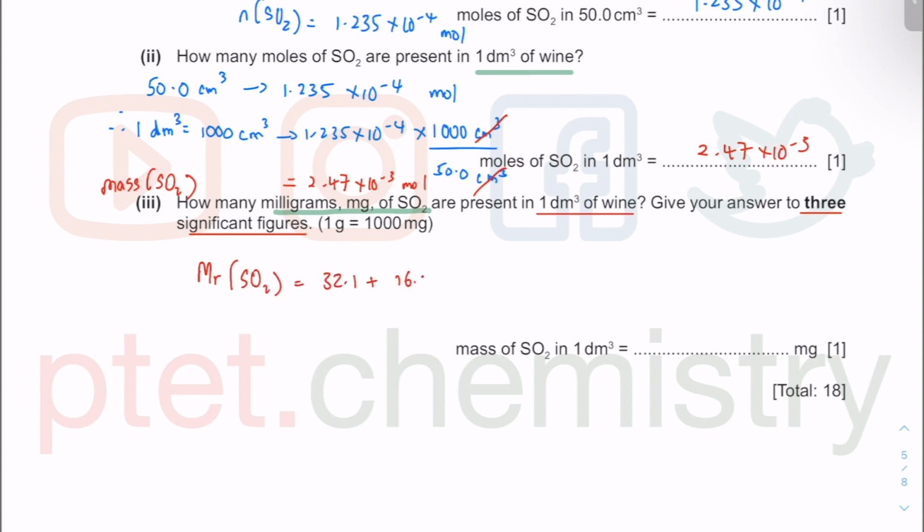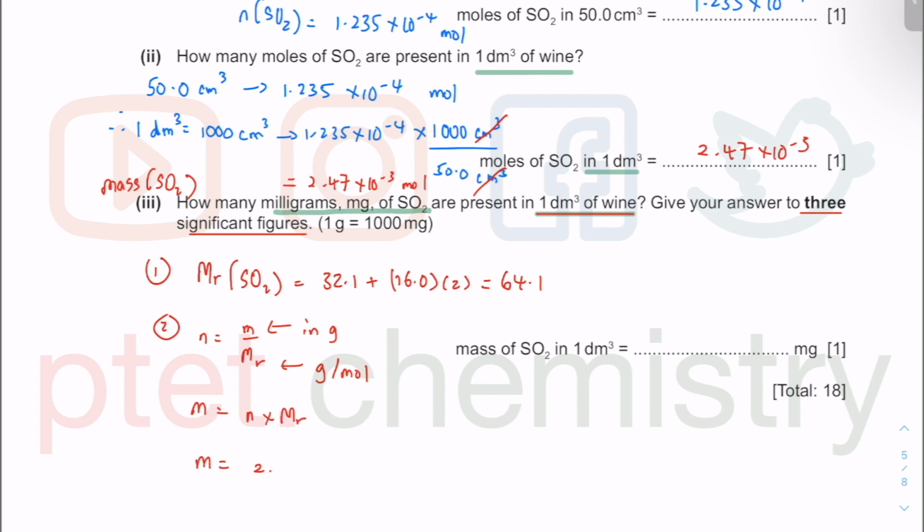So realistically speaking, I need the mR of the SO2, and this is going to be 32.1 plus 16.0 times 2 from your periodic table. And I get 64.1 there. So what did I want? They want in 1 dm³ of the wine. So we know in 1 dm³ of the wine, there was this much mole. So if we have mole equal to mass over mR, so the mass will be in gram, you see, because the mR is, what is the mass in gram for 1 mole of the substance? So the mass there is going to be the mole times mR.